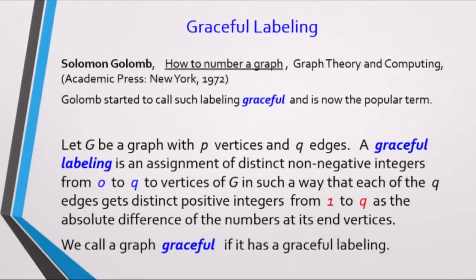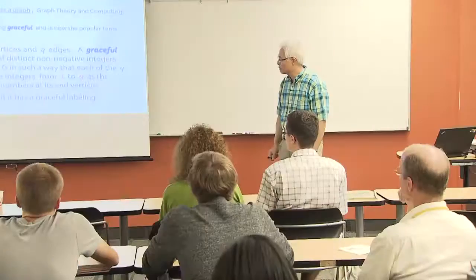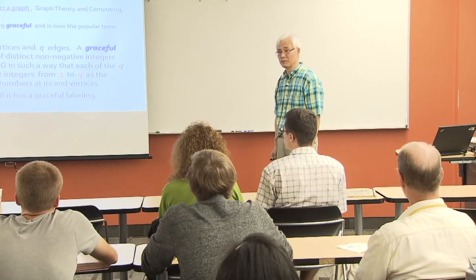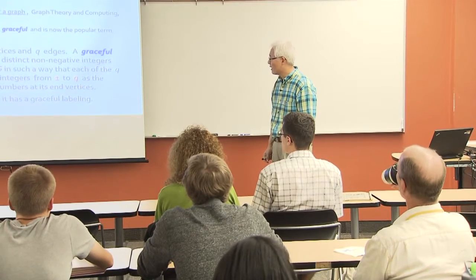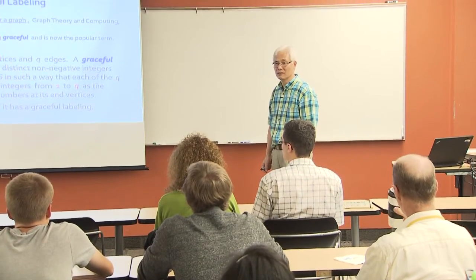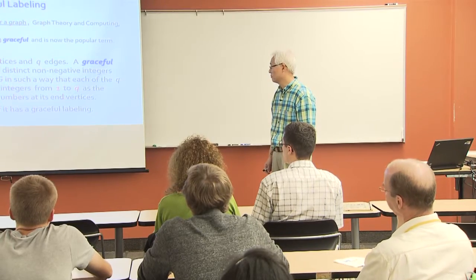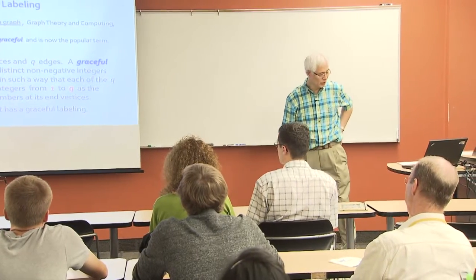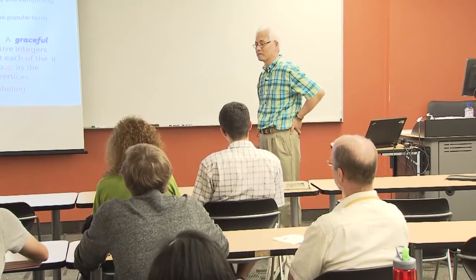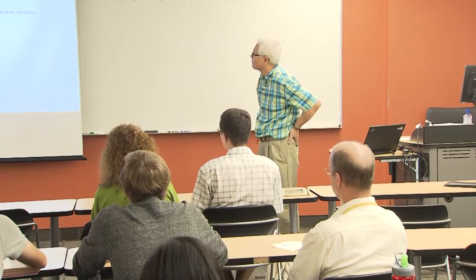So, loosely speaking, what was in the previous slide, graceful labeling is an assignment of distinct non-negative integers, so including zeros, to vertices of graph G in such a way that each of the q edges gets a distinct positive integer from 1 to q as the absolute difference of the numbers on the vertices. And we call a graph graceful if there is a graceful labeling. I think we should look at an example of that.